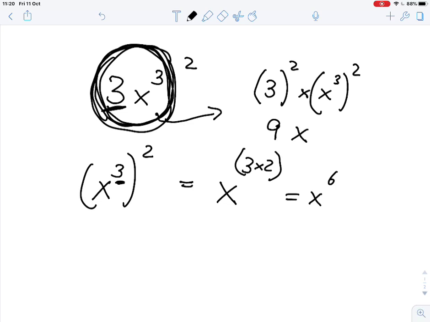And x to the power of 6. Are you happy with that? Yeah? So these are the rules of exponents. And we usually deal with exponents all the time.